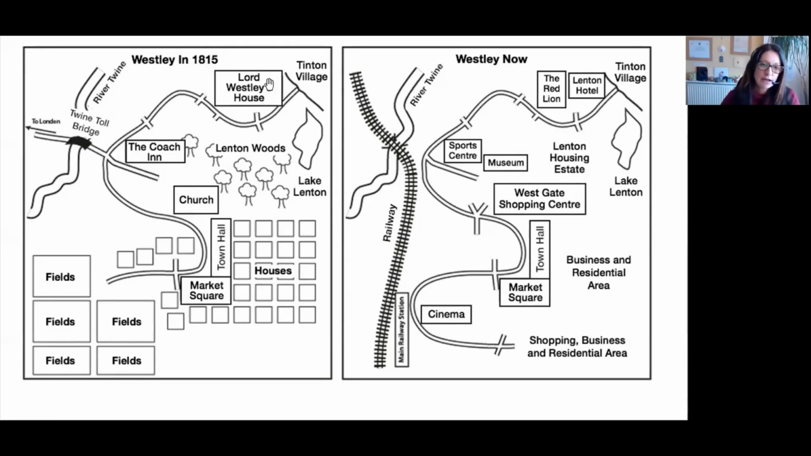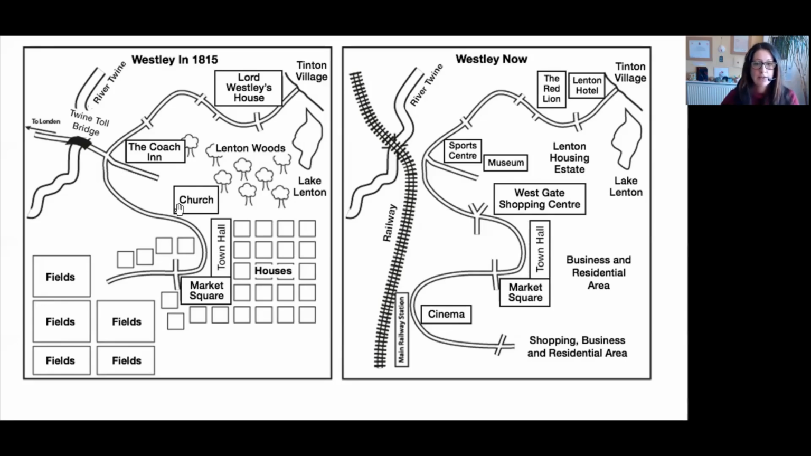If we look at the 1815 map, we can see from the north looking down, we have Lord Westley's house, we have an area of woods, we have a lake. We have a big residential area here of houses with a market square and a town hall, and lots of fields. These fields are a large part of this map. We've also got the coach inn, we've got a church.